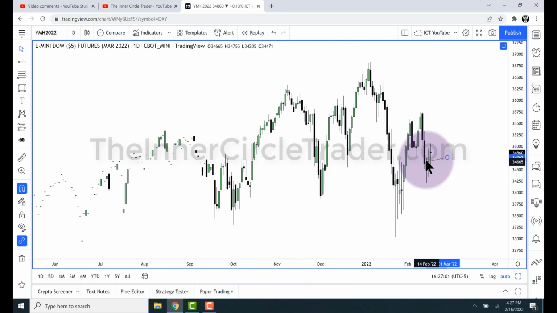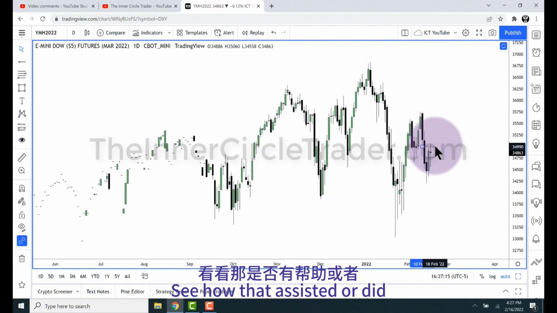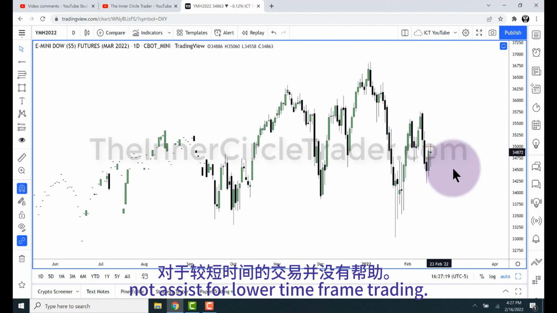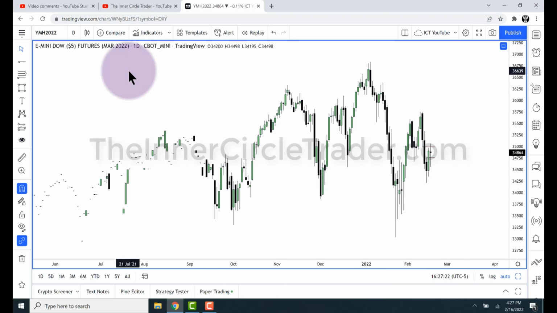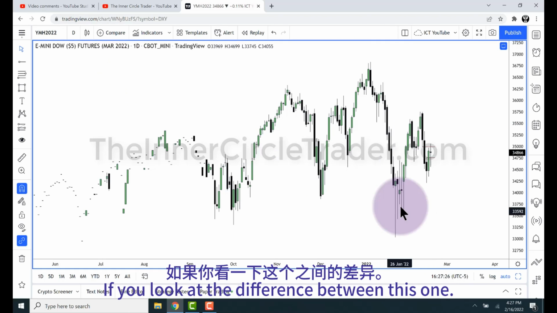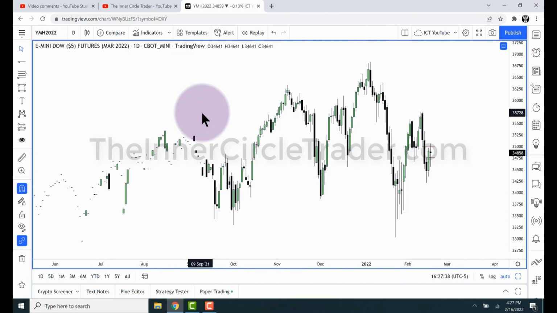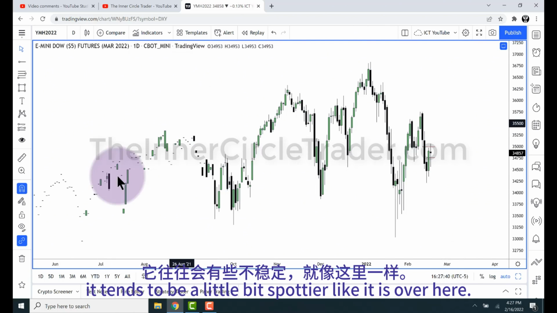Come on, don't fight me now. And the premium high there. All right, let's see how that assisted or did not assist for lower time frame trading. The Dow's a little bit sloppier. Okay, that's the reason why. If you look at the difference, there's only 30 stocks that make up this average, so it tends to be a little bit spottier, like it is over here.